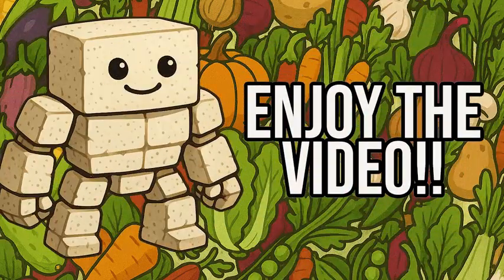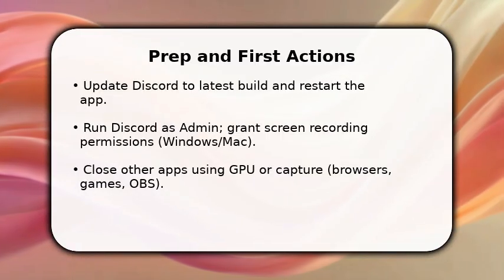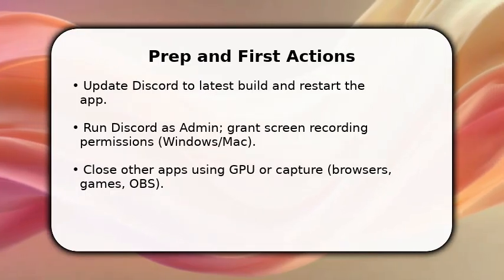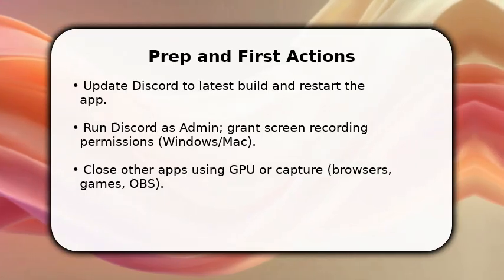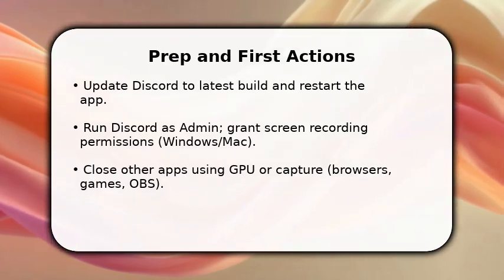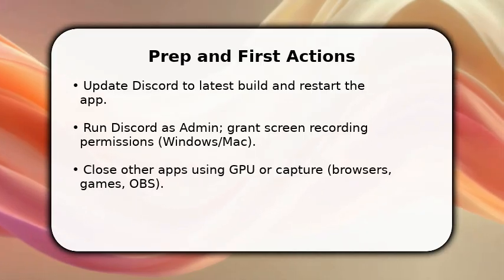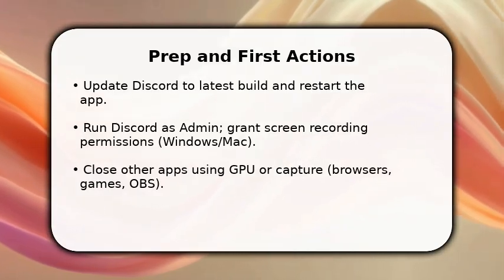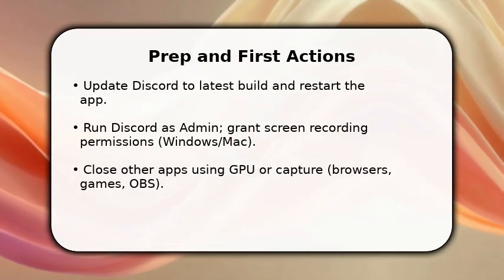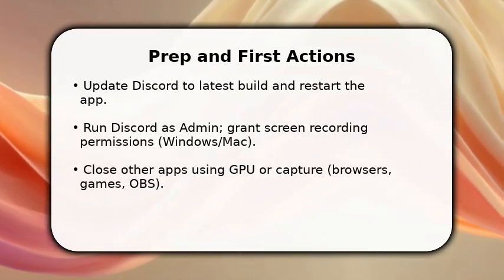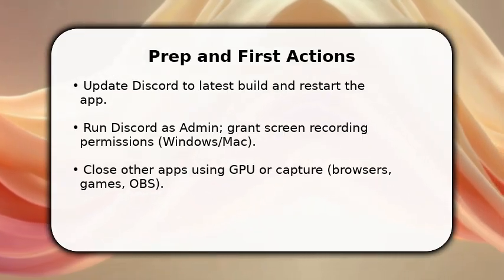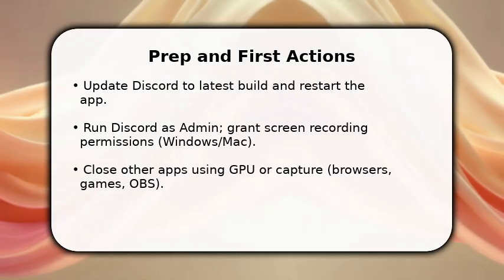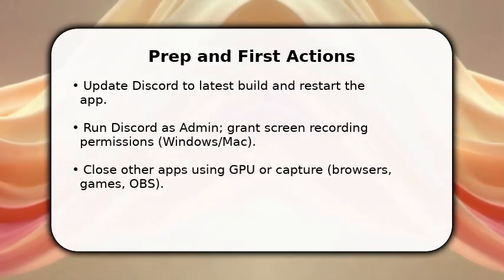Please enjoy the video. You start by preparing the environment so Capture can work. Update Discord, then run it as administrator and grant screen recording or privacy permissions. This removes permission blockers. Once done, close apps that might own the GPU or the Capture pipeline, like browsers or games, to avoid conflicts. Make sure you're signed in and the app isn't sandboxed. These steps clear the most common blockers and get you into the actionable troubleshooting sequence quickly.